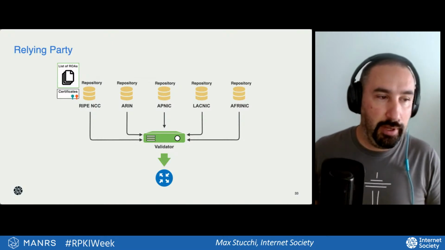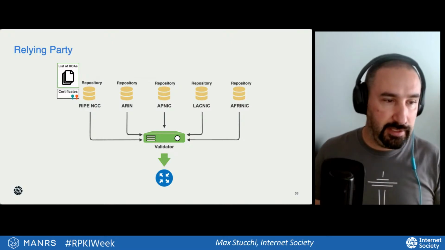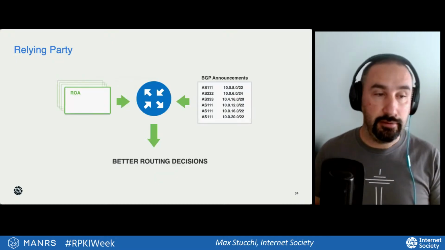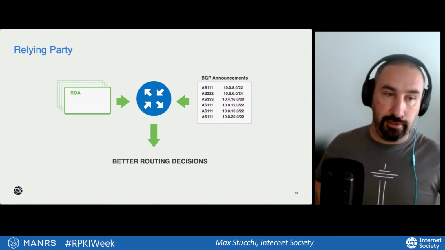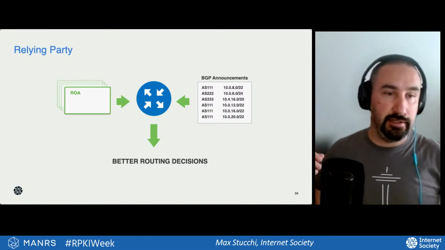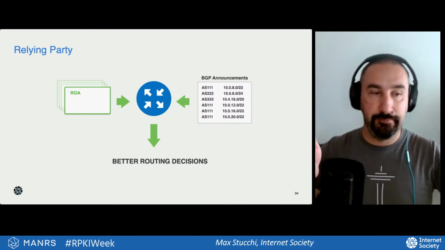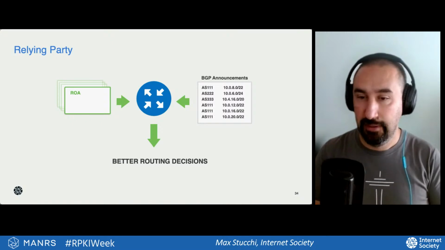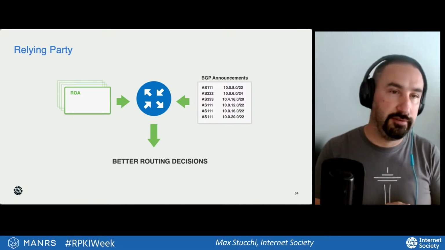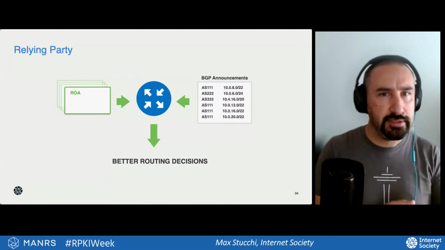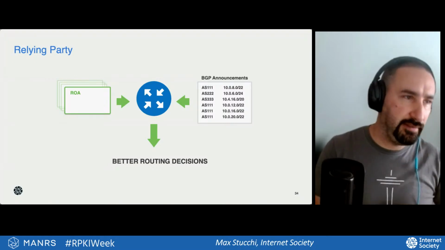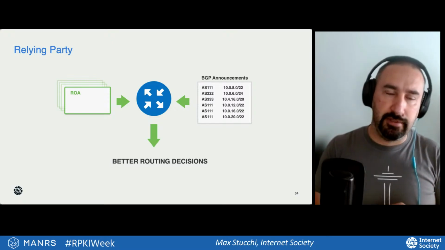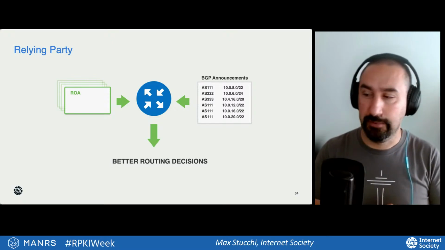Now, the way it works is that all the data gets to the validator, and the validator provides it to the router. Imagine you're a router: you get ROAs on one side and BGP announcements on the other. With this, you can make what are called better routing decisions, which means you have an additional data point, the ROA, with more detailed data inside that can tell the router, yes, this BGP announcement is good, or no, this BGP announcement is bad.